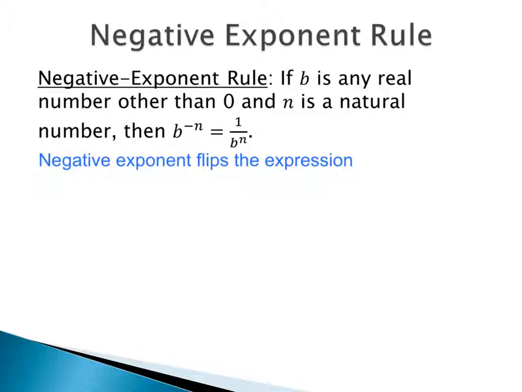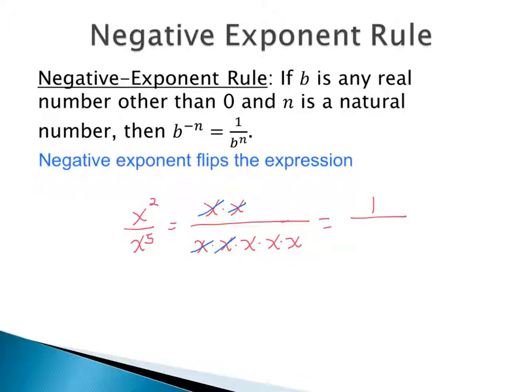So for example, if I had x squared over x to the fifth, if I was to work this out by hand, I would write out x squared as x times x, and x to the fifth as x times x times x times x times x. And then we would cancel out individual x's. So I have an x and an x that I can cancel out. I have another x and another x that I can cancel out. There's nothing else that I can cancel out. So in my numerator, I would just be left with 1, because remember, x over x reduces to 1. And then in the denominator, x times x times x would be x to the third.